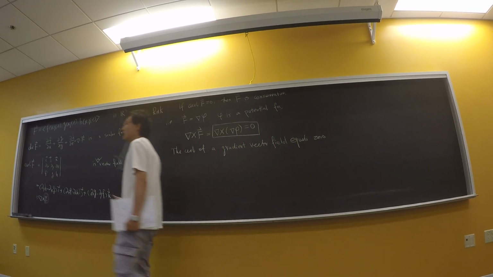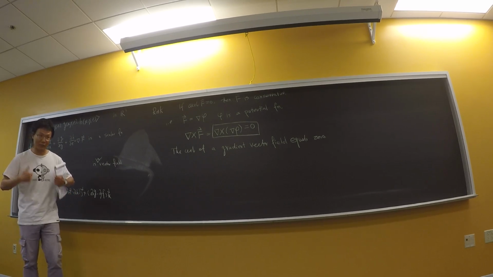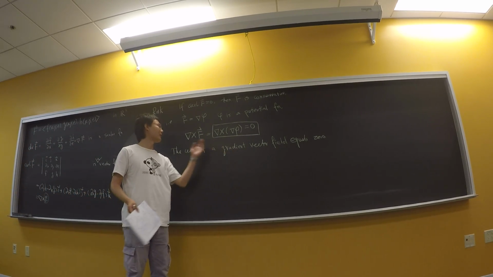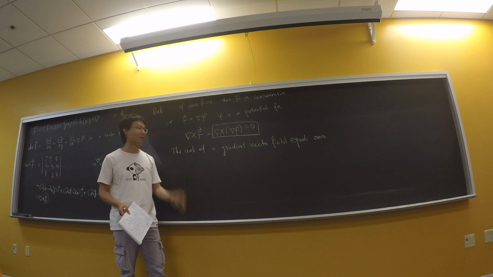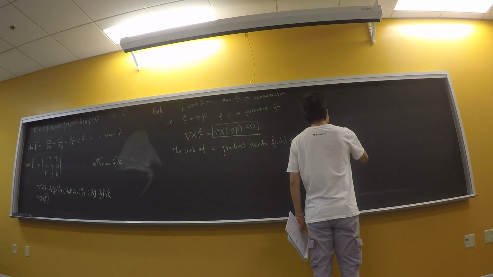More strictly speaking, it equals the 0 vector field, right? Because the gradient vector field is always a vector field. This guy is always producing a vector field. So strictly speaking, it's a 0 vector field.